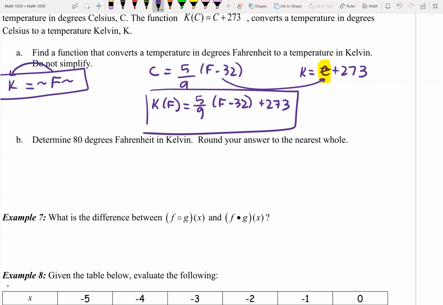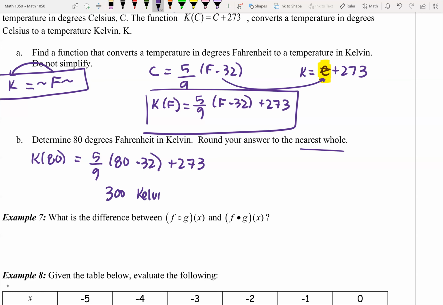Okay, look at question B. If it's 80 degrees in Fahrenheit, find your kelvins. So everybody go K of 80 is equal to 5/9 times 80 minus 32 plus 273. So all you have to do is just plug it in. And then grab your calculator and go 5 divided by 9, parenthesis, 80 minus 32, close it off, plus 273, hit enter, and we're going to round it to the nearest whole. So it's 300 and it's Kelvin. You're not supposed to put an S at the end.